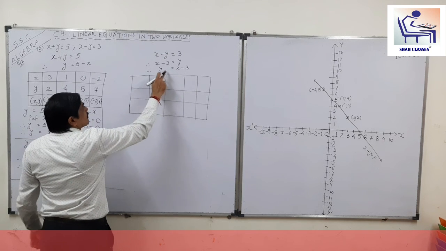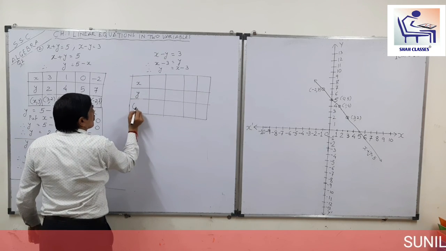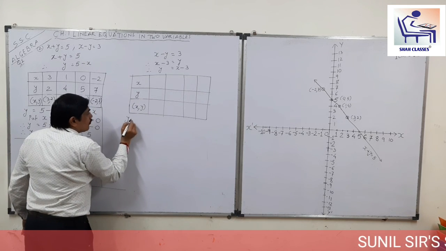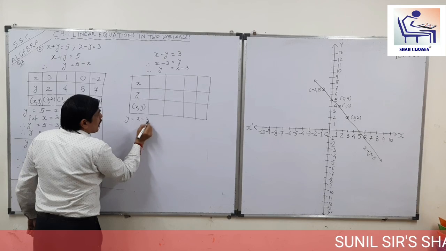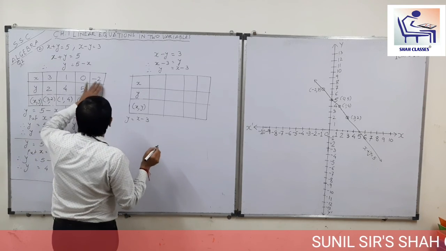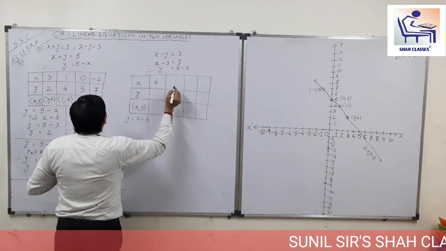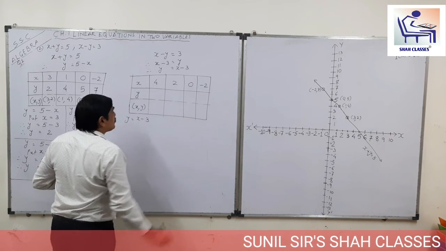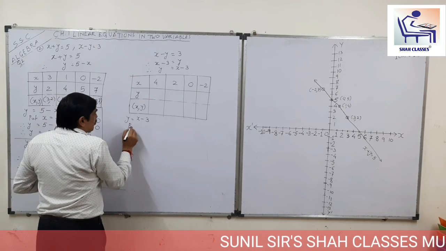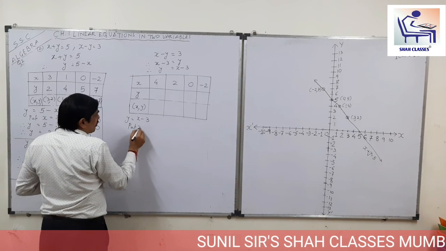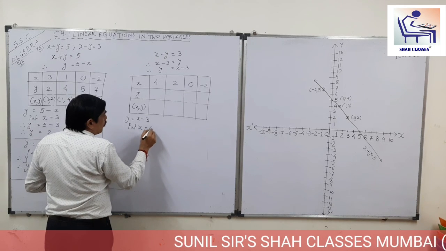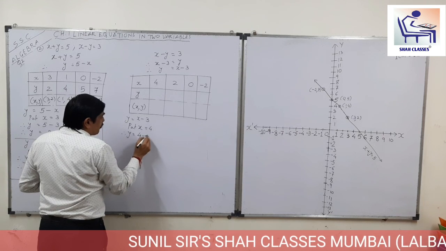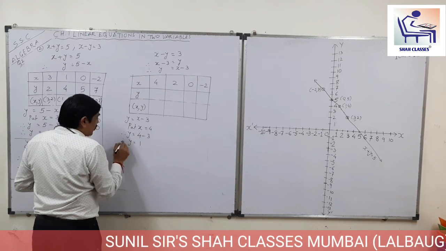Focus on this equation. So your equation is y is equal to x minus 3. Once again we can take any 4 values. So I will take 4, 2, 0, minus 2. Here I will put the value, put x is equal to 4. This is the first value. y is equal to 4 minus 3. Therefore y is equal to 1.